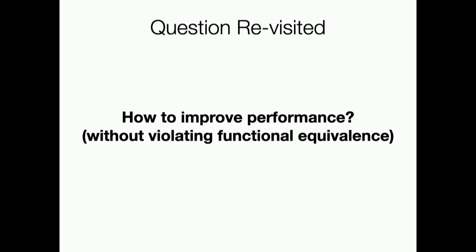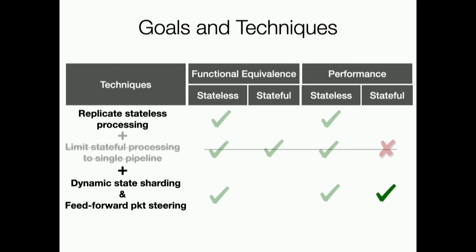All right, this is great. So back to the question: how to improve performance without violating functional equivalence. It turns out that after applying all these techniques, we get rid of the second one, which is not needed. Instead, we do these two things, and we have better performance. But what about functional equivalence? Did we somehow inadvertently violate it? It turns out we did, actually.